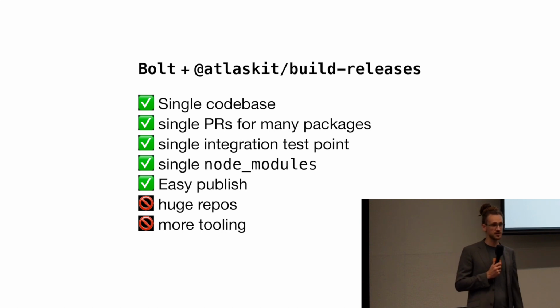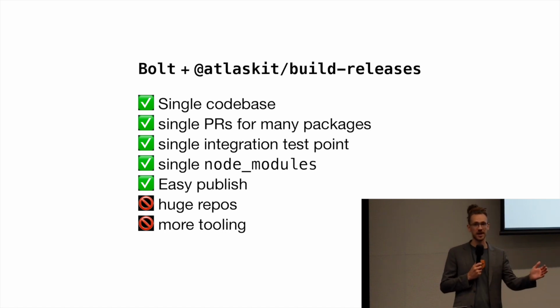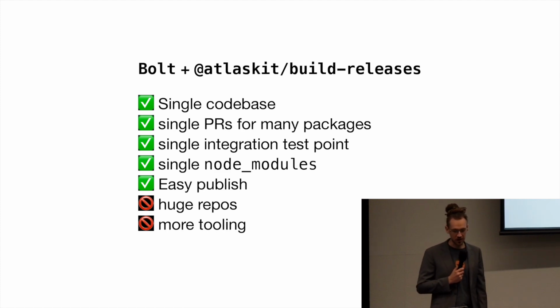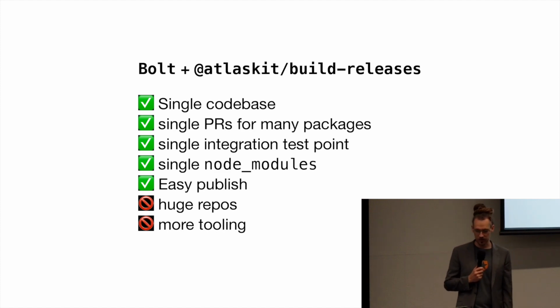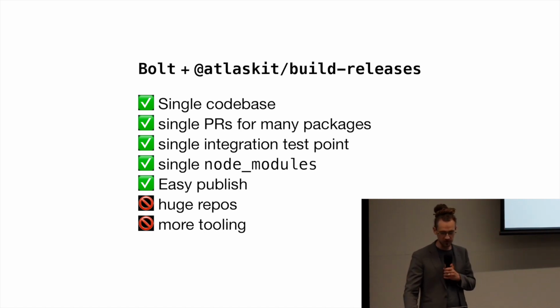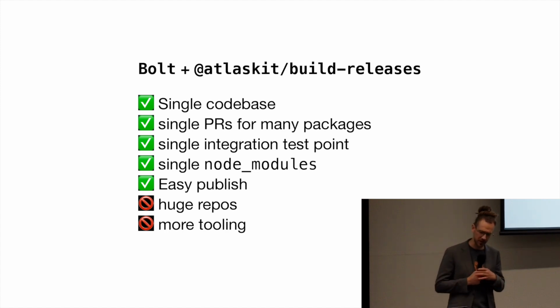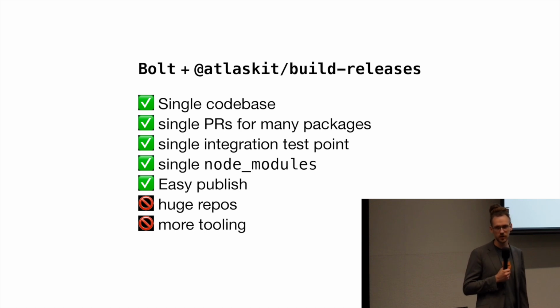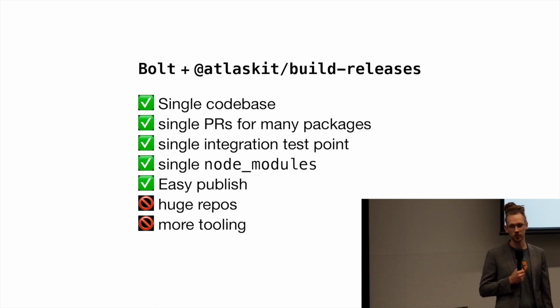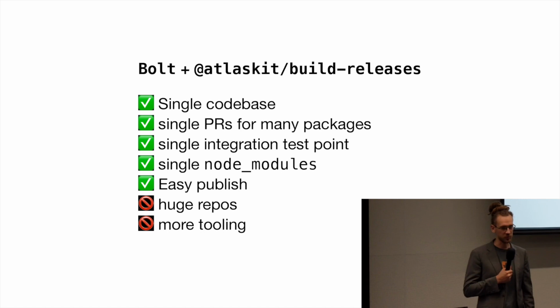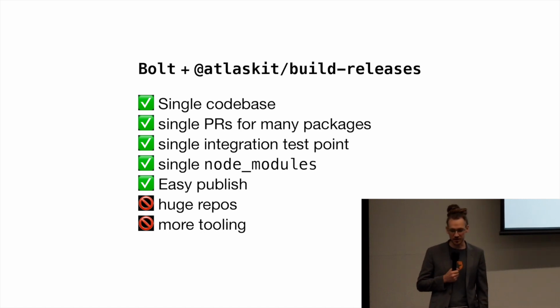Have all our integration tests next to all of this code. We can run one set of tests on CI and it checks that everything is still working in concert. Single node modules, although again, plug and play. Publish step is really easy, as you just saw, so the three steps that we're just looking at here. You create a changeset, version your packages, and publish them. But it does have the two downsides now that you've got a huge repo and you have to know Bolt and the Build Releases tool. But I think that's a welcome trade-off.